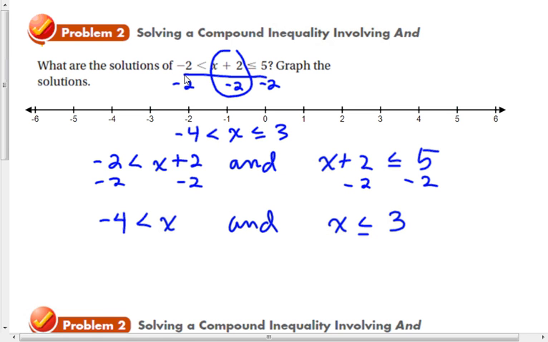Now I want to graph that. So I need all numbers that are bigger than negative 4, but not including negative 4, so put an open circle there. And together with less than or equal to 3, so I'm going to put a closed circle on 3. And then I'm just going to draw a line in between them to represent all the numbers that will work. All right, you try that.